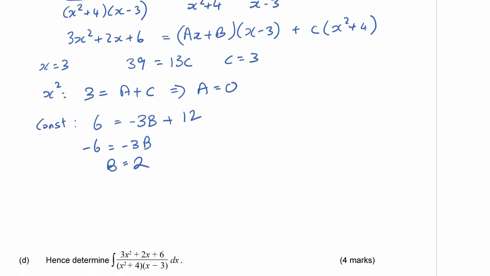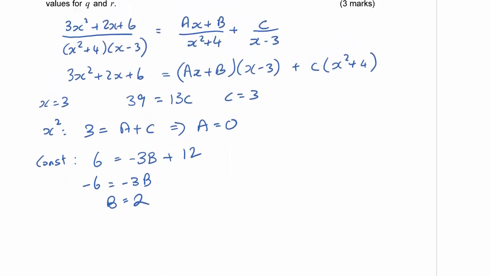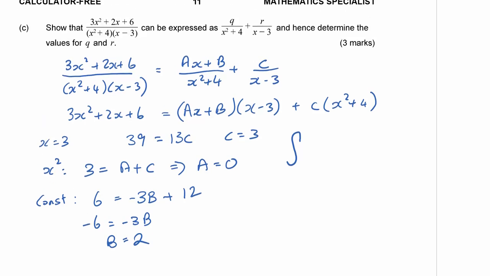And the last part is that we want to do that integral. So that just means basically that we're doing the integral of, so the q here, the q over x squared plus 4. So over the x squared plus 4 would be the b. B is 2. So we've got 2 over x squared plus 4. And then we have the integral, and the r would be the c, which is 3.